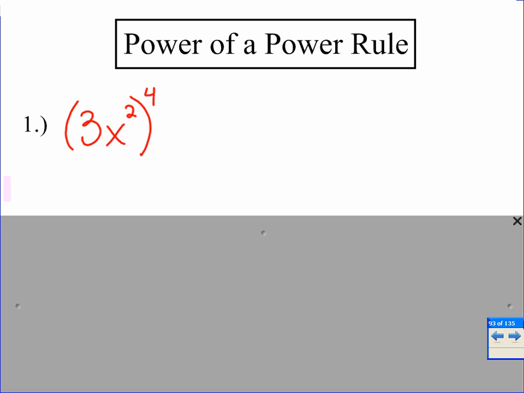Okay, Power of a Power Rule, number 1. Very first thing I want you to do is put a 1 above the 3. If it's power of a power, do you guys remember from yesterday, how do we get rid of the parentheses? Annalise?